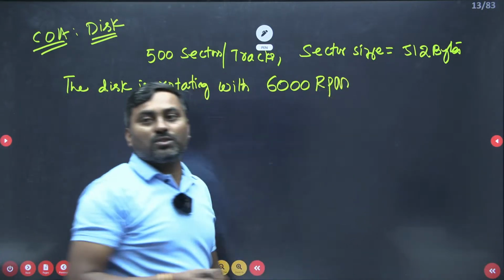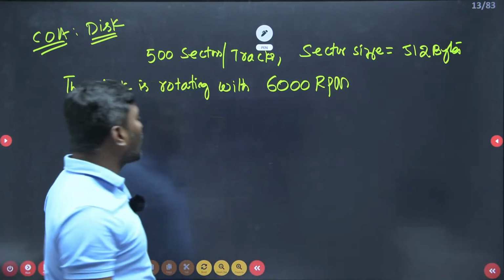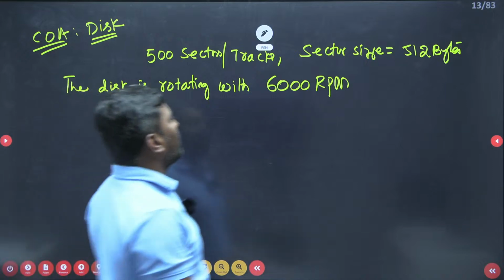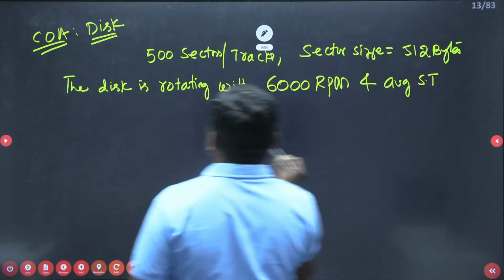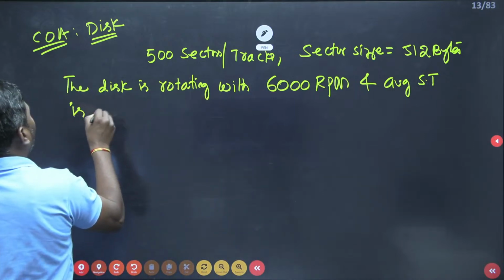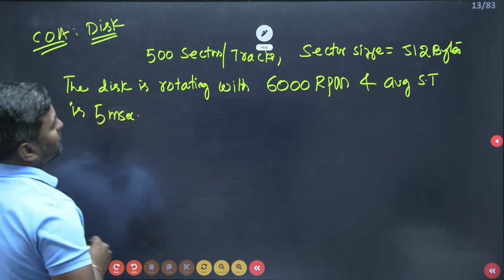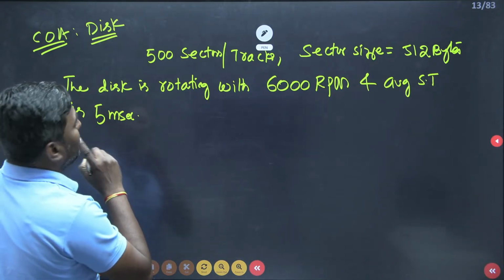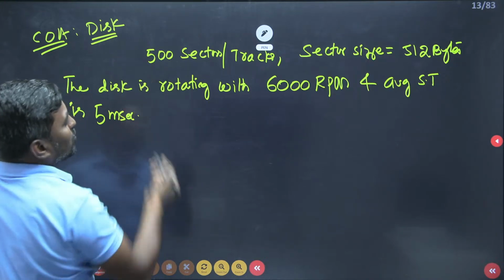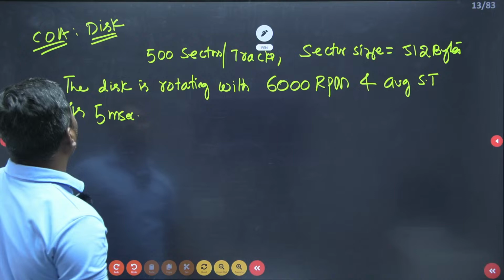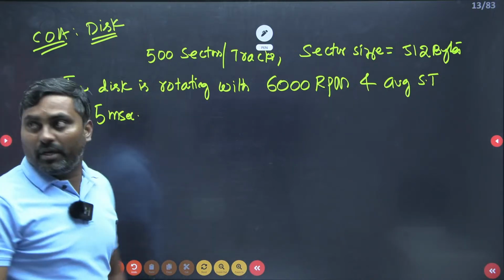So such types of questions we discussed in the classroom. The 6,000 number is also used: rotating with 6,000 rotations per minute, and average seek time is 5 milliseconds. Okay, this information is given. So 500 sectors per track, and some tracks might also be given, and a sector has 512 bytes. The disk is rotating with 6,000 rotations per minute.